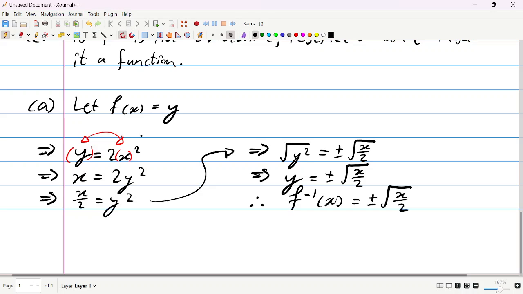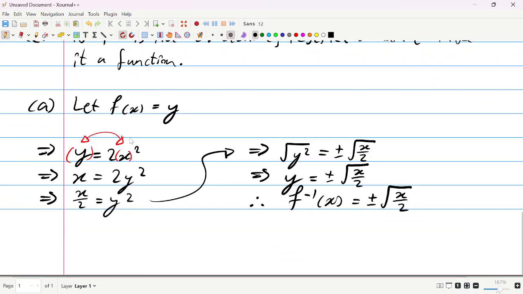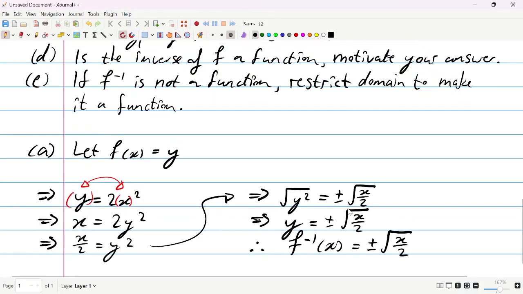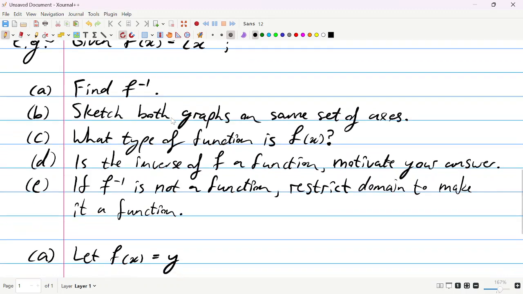So all we had to do was let f of x be equal to y so that we can flip the x and y coordinates, and then we just solve for y again, and then replace y with f negative 1 of x. That's all we do for solving for that one. I think it's usually like 2 to 3 marks for those types of questions.